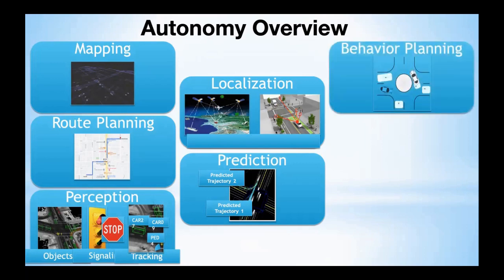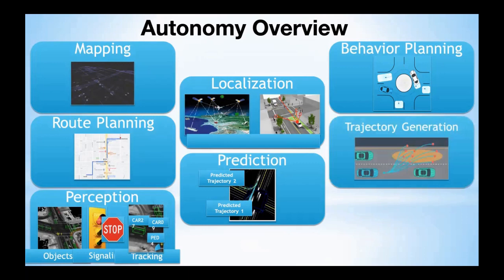Next, we have behavior planning. So this basically takes in everything that we've discussed so far and combines all of that information to make a behavior or make a plan for the car to make. And with that, we have trajectory generation. So this is the vehicle's planned trajectory, right? So what is it going to do? Is it going to swerve left? Is it going to swerve right? Is it going to speed up? Is it going to slow down?